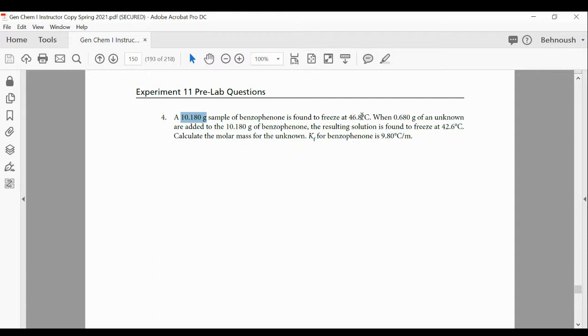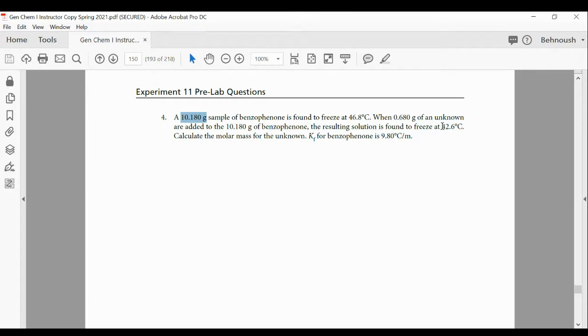And what is 46.8? Is that the freezing point of solvent, or is the freezing point of solution? Freezing point of the solvent. So you have the mass of solvent, you have freezing point of solvent, okay? You have 0.68 grams of the unknown. This is the mass of solute. Just write down, okay? This is mass of solute, added to this mass.